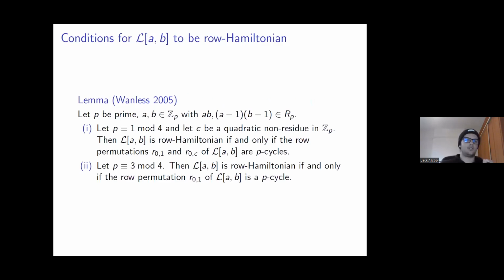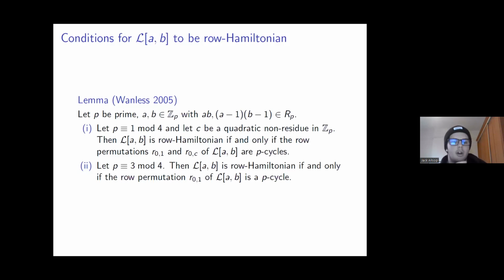And it's difficult to find Row-Hamiltonian Latin squares, and that's demonstrated by the lack of known infinite families. And this is because the condition of being Row-Hamiltonian is very strong. But these Latin squares L_ab give us some hope of finding Row-Hamiltonian Latin squares because of this lemma.